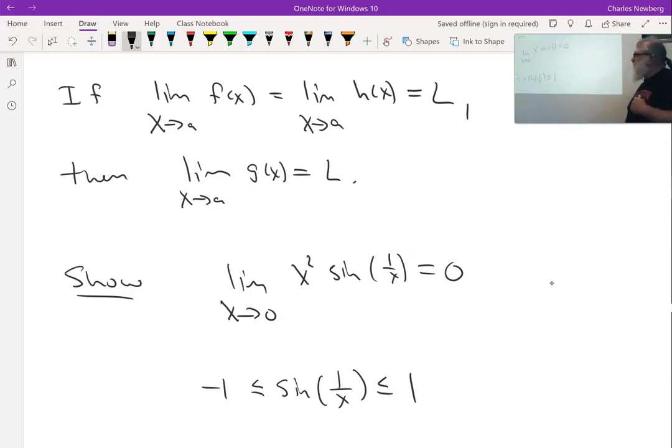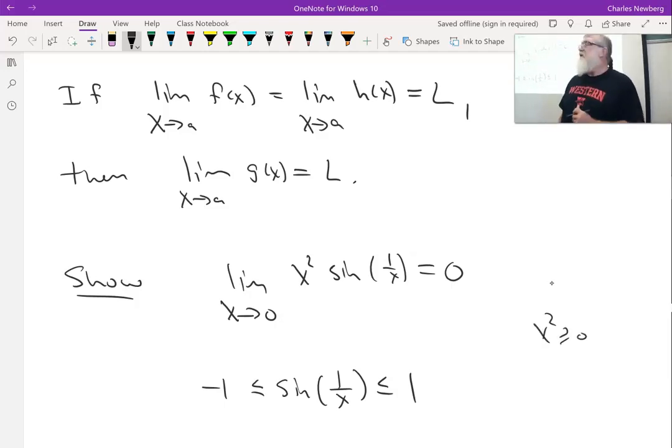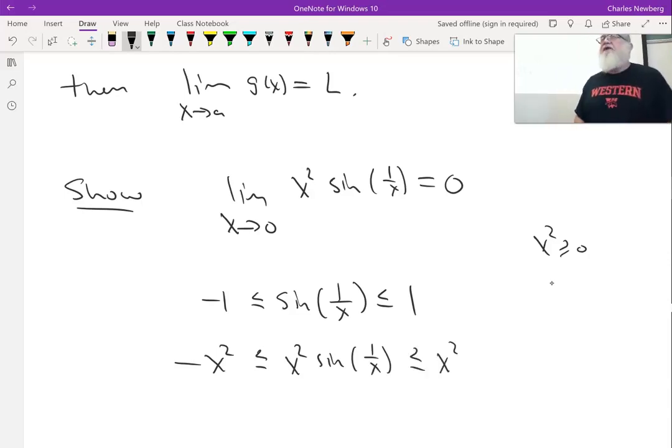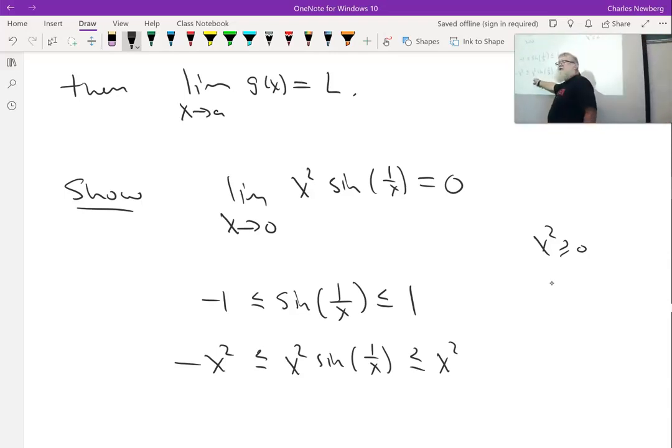All right, so now we have this bounded, but we got to get x squared involved. Is x squared positive or negative? Well, it's positive, right, generally. We remember, if you multiply inequalities by negatives, you got to flip them over. But generally, x squared is greater than or equal to 0. So we can multiply all three sides by x squared. So now we have minus x squared is less than or equal to x squared sine of 1 over x is less than or equal to x squared. So now we have this function here that we're trying to find stuck between two functions. This is the smaller one, this is the bigger one.